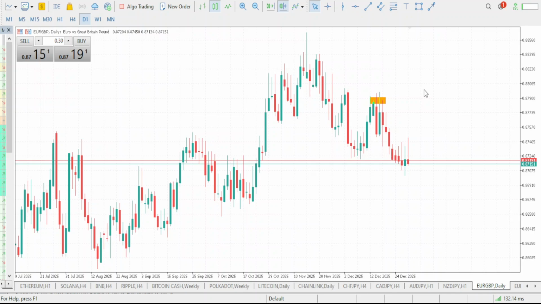on any single update. Now let's start with our trend on Euro GBP. Before we take a trade, we would want to know the trend for that trade, and we can clearly see that Euro GBP is a downtrend.